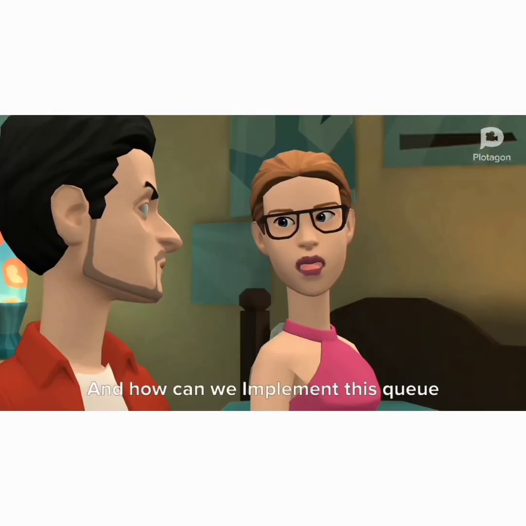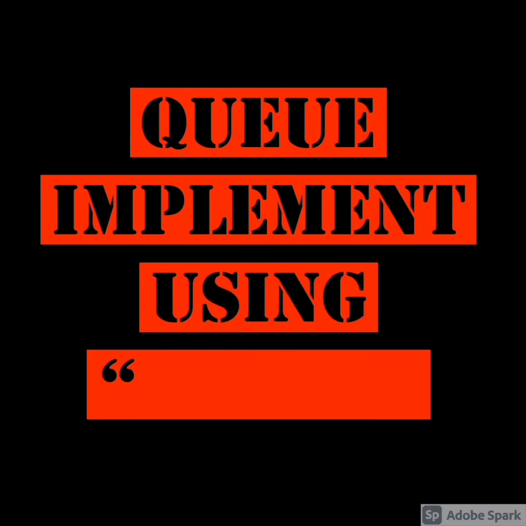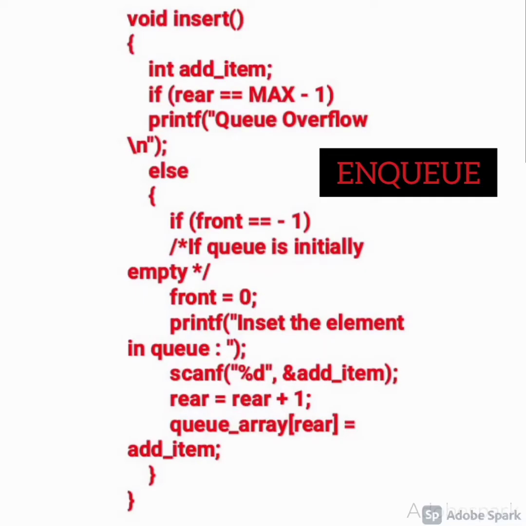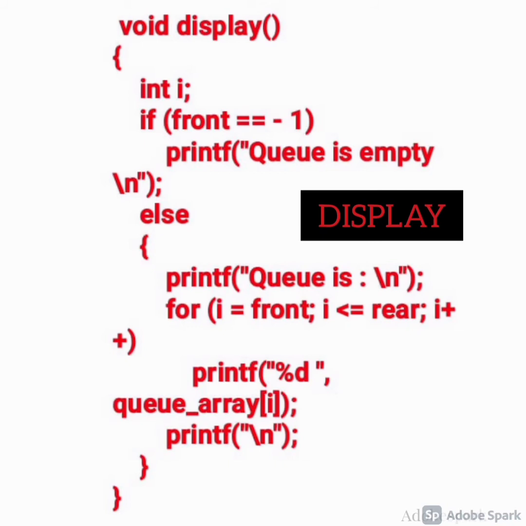Oh, and how can we implement this queue using array? This will be the algorithm for it. First will be the insert function, this is for enqueue operation. Then the delete function, this will perform dequeue. Lastly, the display function displays all the elements of queue.